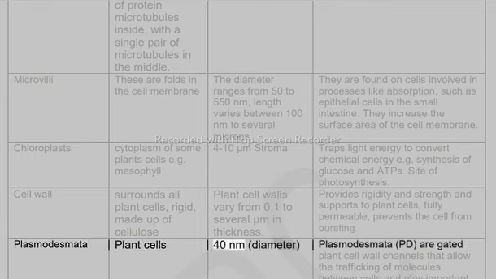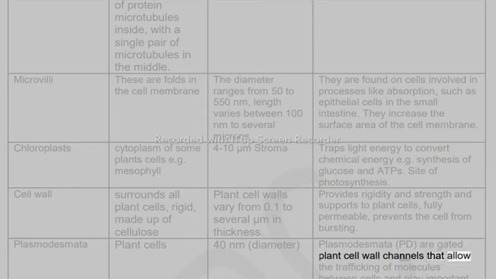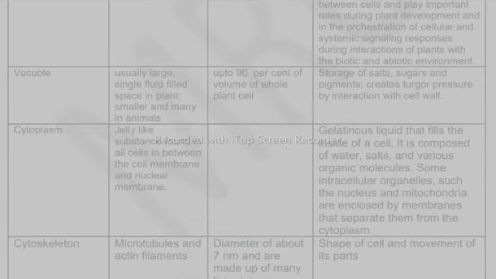Plasmodesmata. Plant cells, 40 nanometers diameter. Plasmodesmata, PD, are gated plant cell wall channels that allow the trafficking of molecules between cells and play important roles during plant development and in the orchestration of cellular and systemic signaling responses during interactions of plants with the biotic and abiotic environment.